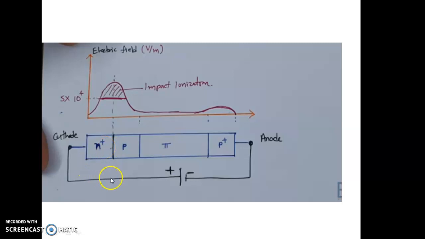N plus is connected to plus and P plus is connected to minus. This is under reverse bias condition. As the P region increases, the current under reverse bias due to the light increases. The electric field in N plus starts increasing. At the junction it will be maximum, and when it reaches P, the electric field will be minimum. From P to the pi region it is absolute minimum and maintains uniformity, and in the P plus region the electric field increases slightly.